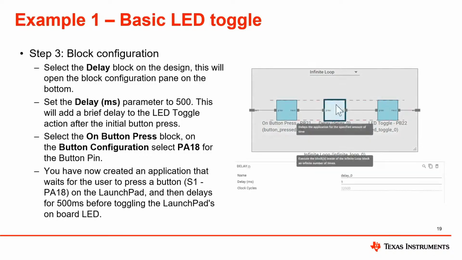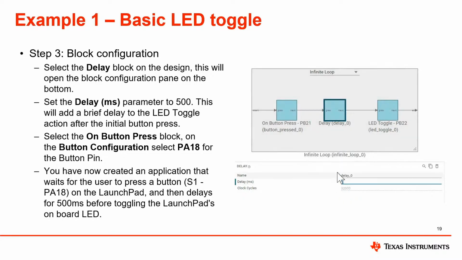Then you can also select the on button press in order to configure it for PA18, which is the button on the Launchpad. Same can be done for the LED toggle, configuring it to PB22.